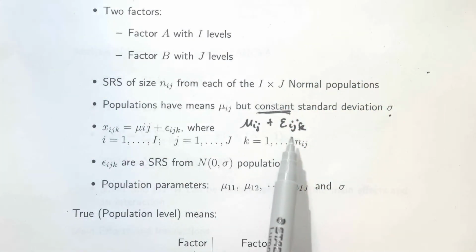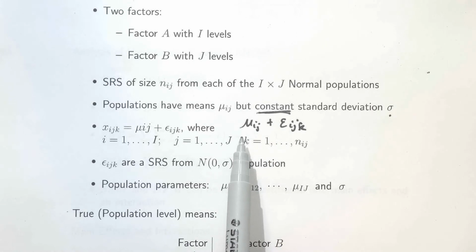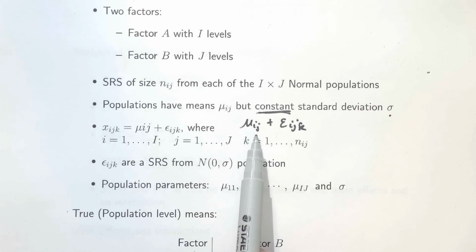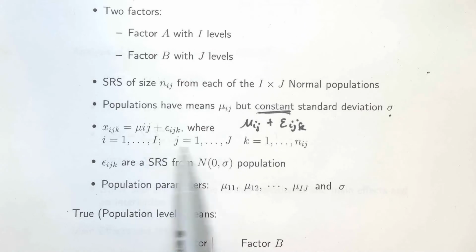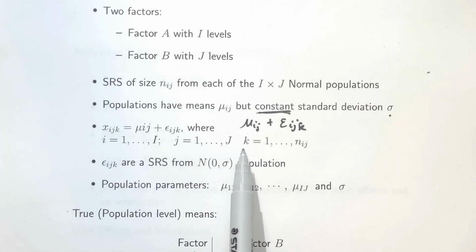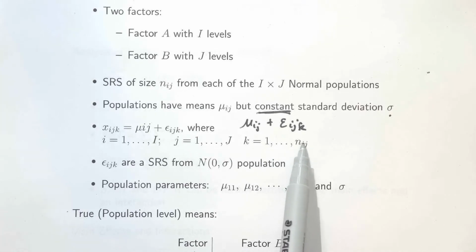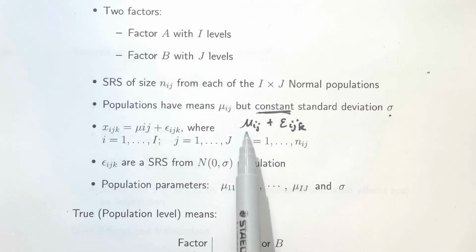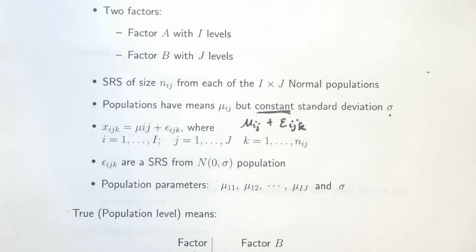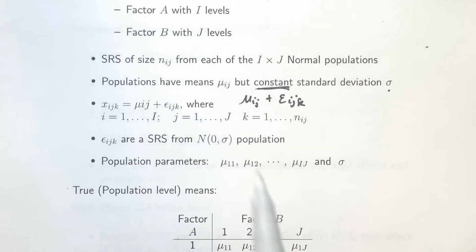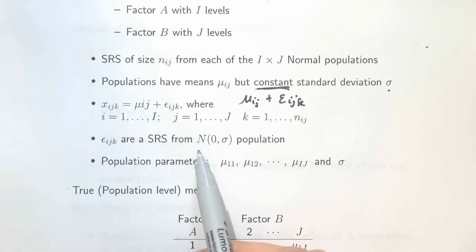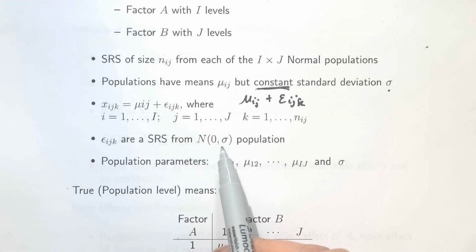So each individual has its own error, but the mean depends on what level of factor A and what level of factor B that the observation falls or is taken from. So i goes from 1 to capital I, j is 1 to capital J, and k is from 1 to Nij, so it's up to the number of observations in that factor level combination. These epsilons are considered to be a simple random sample from normal populations. And again, that's where we're seeing that constant standard deviation sigma and mean 0.